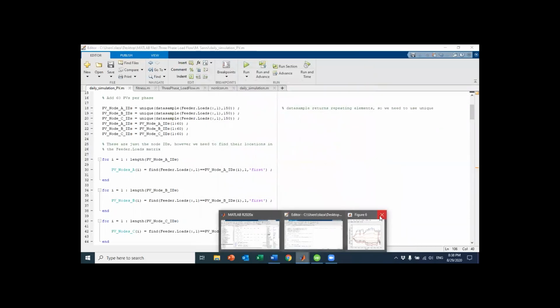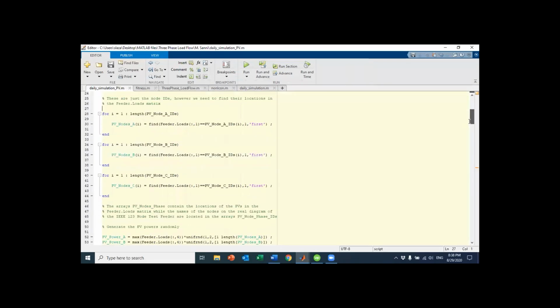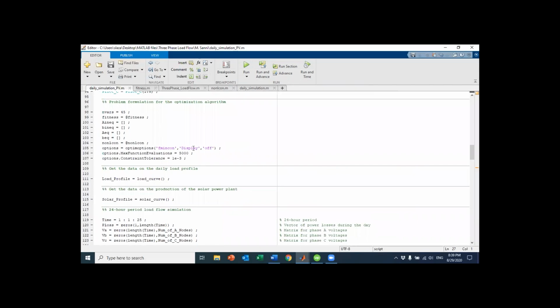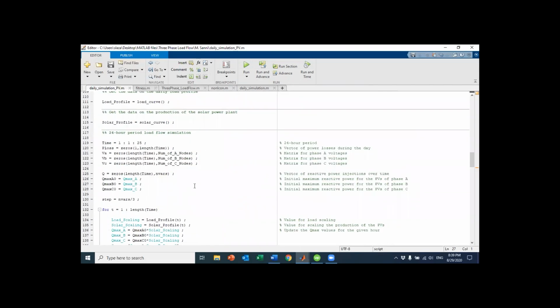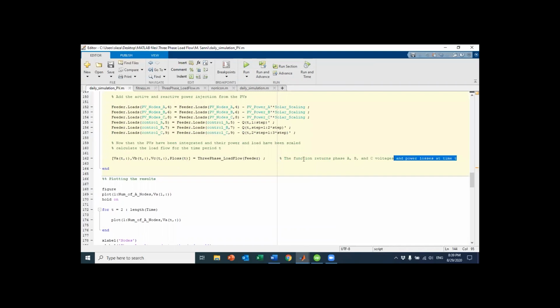So the important thing is the idea behind the algorithm. So we just go through the time period during the day. So we just simulate the 24 hours. We just run the load flow, and before running the load flow, we determine the optimal reactive power output of the PVs in the system, and after that, we just run the load flow to test the results and to get the voltages and the power losses in the system during that.